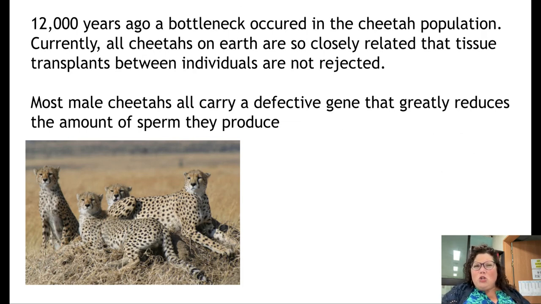So here's an unfortunate example. About 12,000 years ago, there was a bottleneck that occurred in the cheetah population. Right now, our cheetahs are so related that I could take one tissue from one and implant it into the other, and it would not be rejected. That's how similar that DNA is. It's not good. It means that, unfortunately, most of our male cheetahs are carrying this defective gene that's reducing the amount of sperm they produce. Not good for this population.